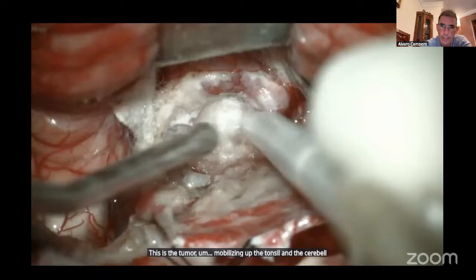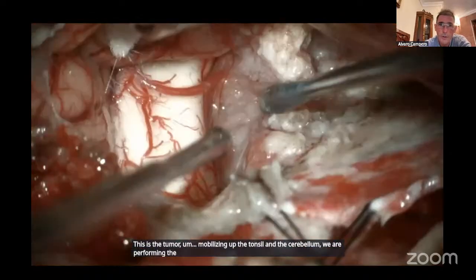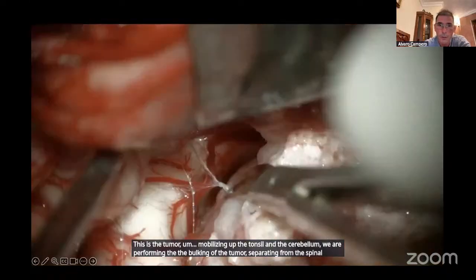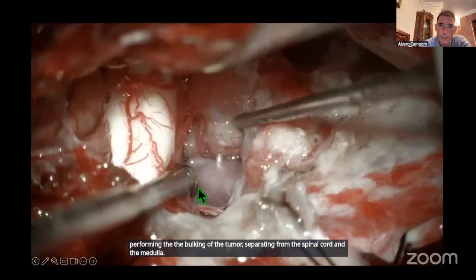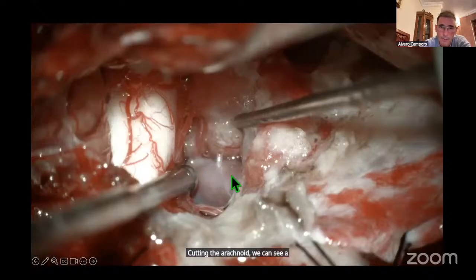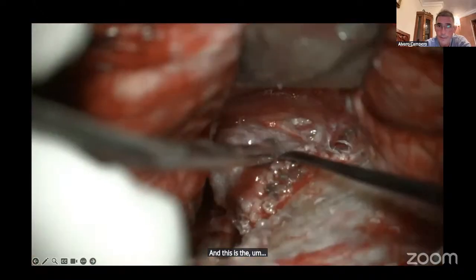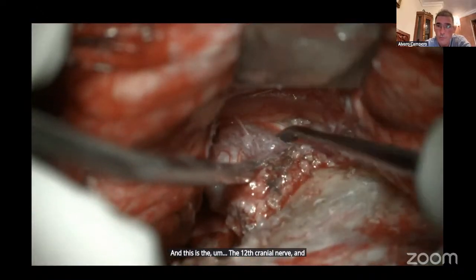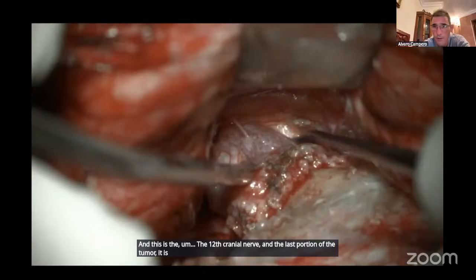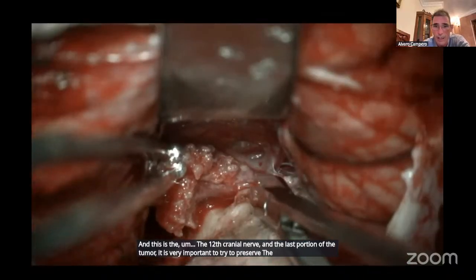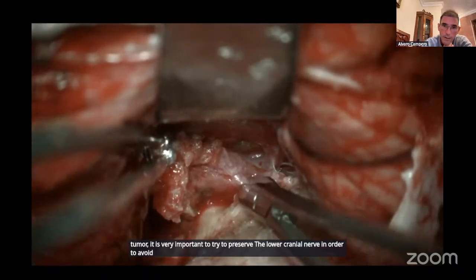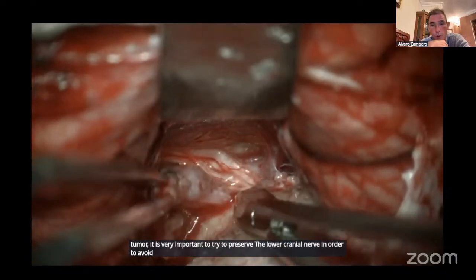We are performing the debulking of the tumor, separating from the spinal cord and the medulla, cutting the arachnoid. We can see a branch of the V4 segment of the vertebral artery going to the tumor. We have to coagulate and cut, and this is the 12th cranial nerve. And the last portion of the tumor, it is very important to try to preserve the lower cranial nerve in order to avoid the damage of the deglutition of the patient.